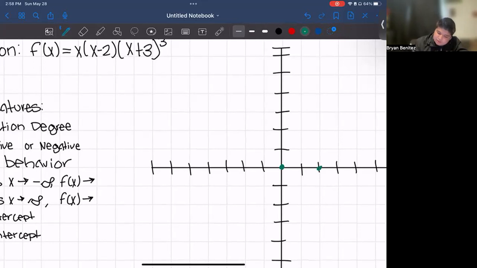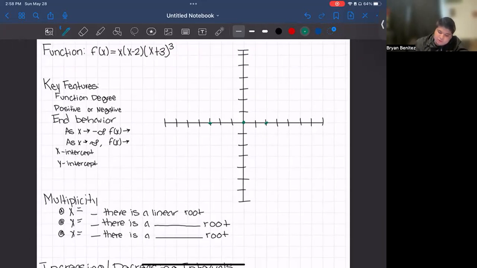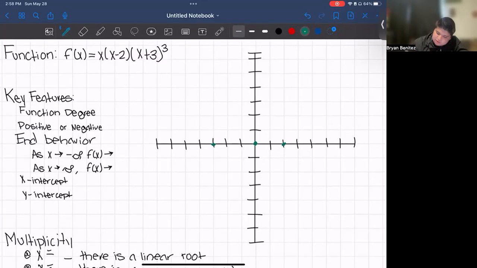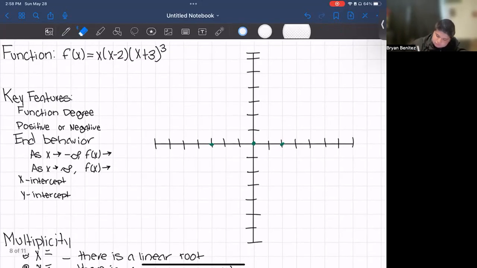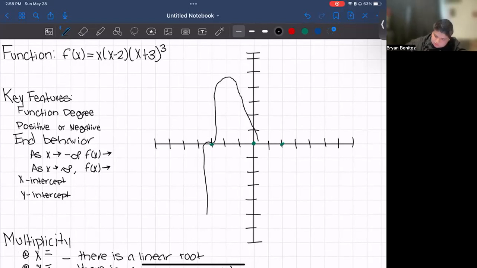and negative 3. Okay, so since we have an exponent of 3, the line is going to go up. It's gonna go up and it's gonna curve a bit on negative 3. Gonna go straight across 0 and it's gonna go straight up on 2. Okay, and this is your graph right here.